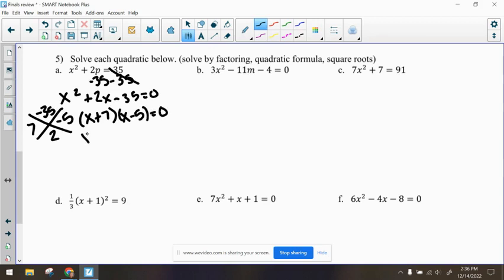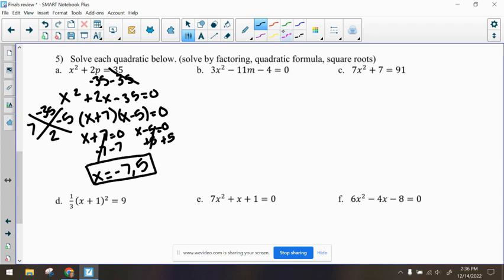When I solve, it means that I'm setting my factors equal to 0 and solving, okay? Which in this case means that I'm just flipping signs. So x equals negative 7 and positive 5. So now that we have equal signs, our answer should be x equals something.